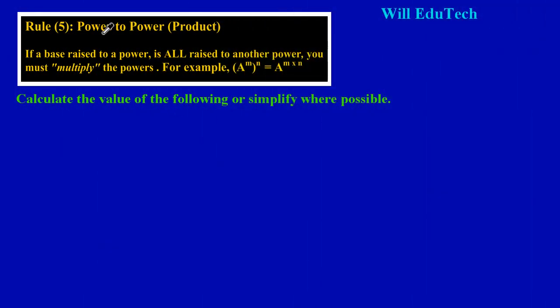Hey guys, in the previous lesson we looked at the inverse rule. So in this lesson we're going to be looking at rule number 5, the power to power rule, or simply, I call it the product rule, when working with exponents or indices.